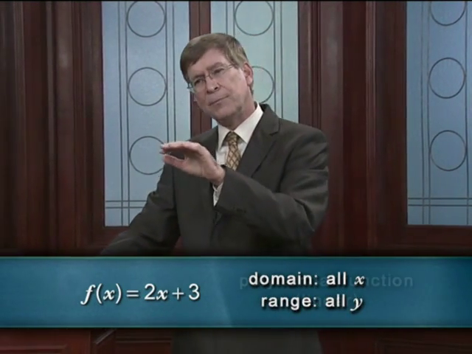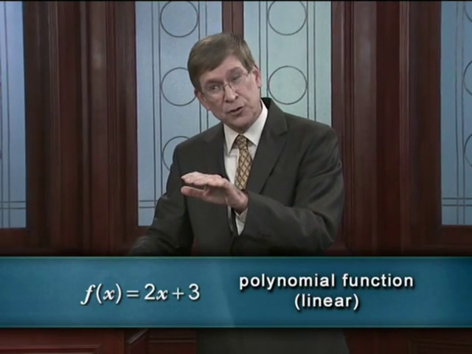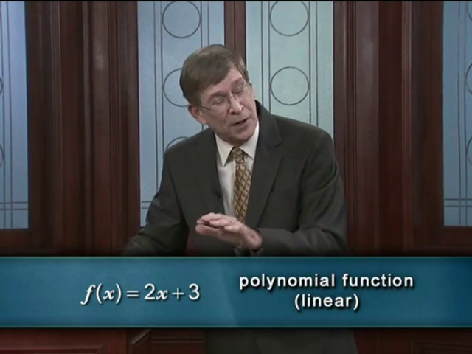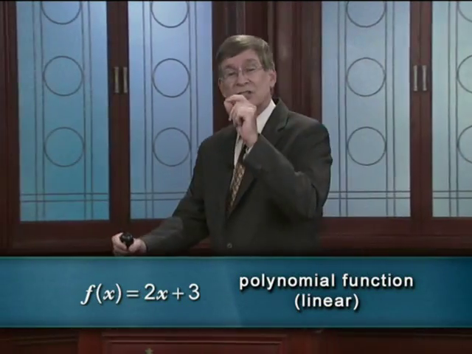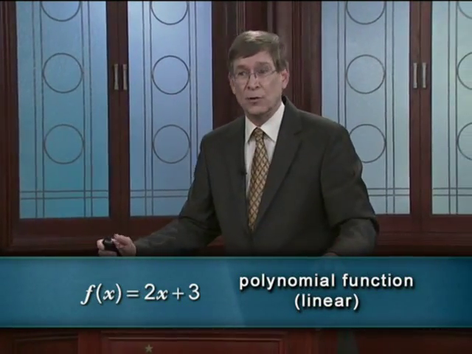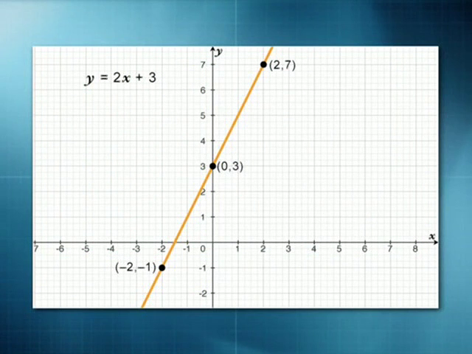And this is an example of a polynomial function. It's a linear polynomial function in the sense that the x power here is x to the first power. Here's a graph of that linear function 2x plus 3. Notice it passes through those 3 points we evaluated, and we've joined them with a straight line. This is a straight line of slope 2 and y-intercept 3.